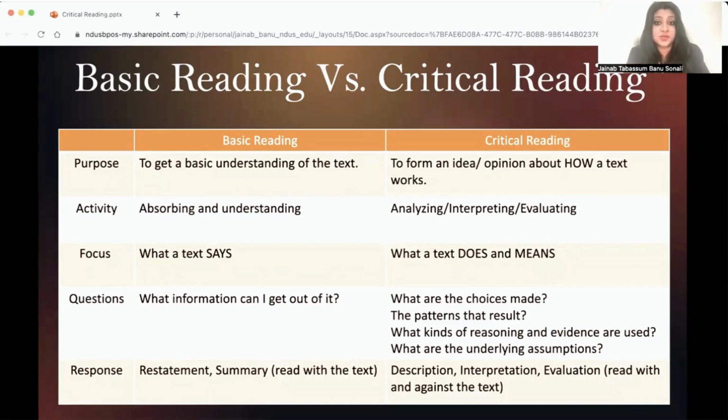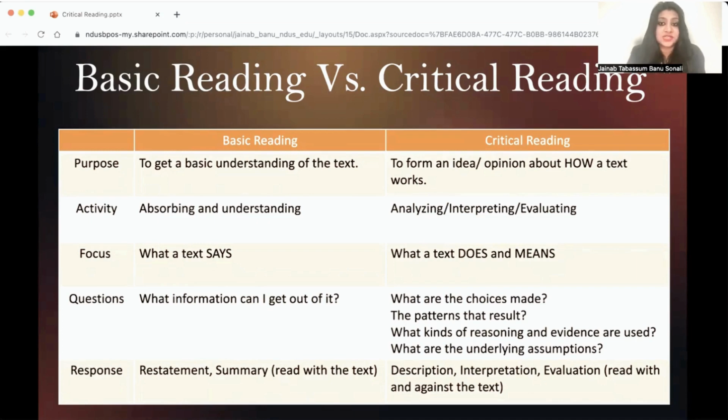So how can you evaluate? If you have developed an idea or your own opinion about the text and how the text functions, then you can interpret and also evaluate the text. That means you are not just reading with the text, you are also reading against it. So this is basically a battle, how you can handle the tide when it is in favor of you or when it is against your body.